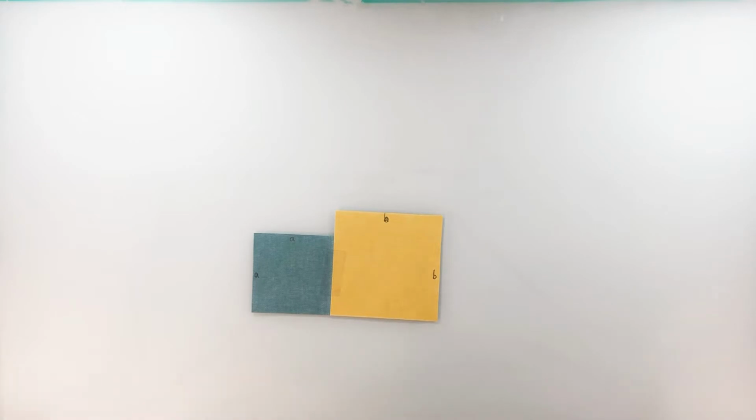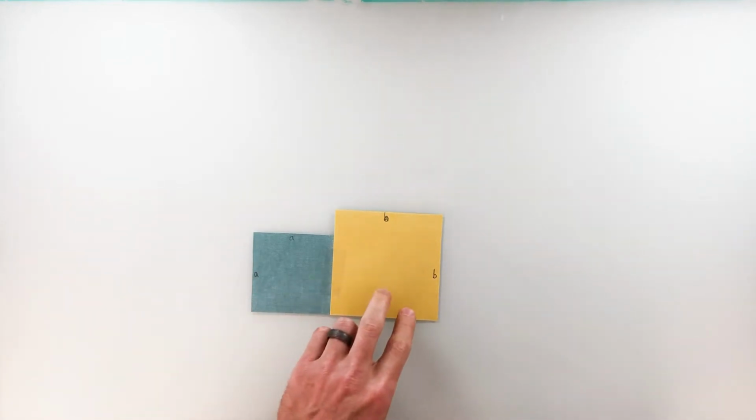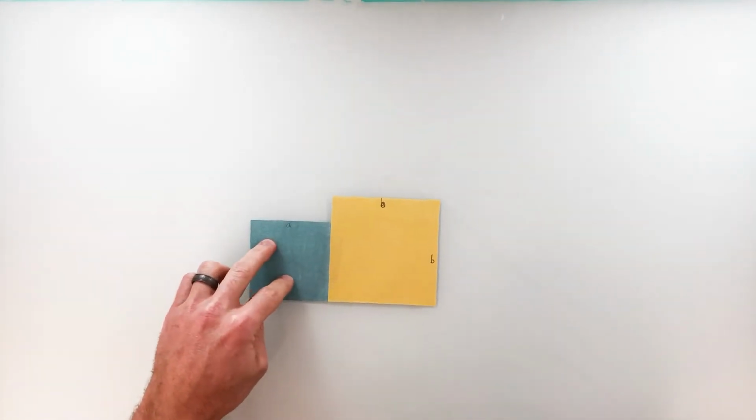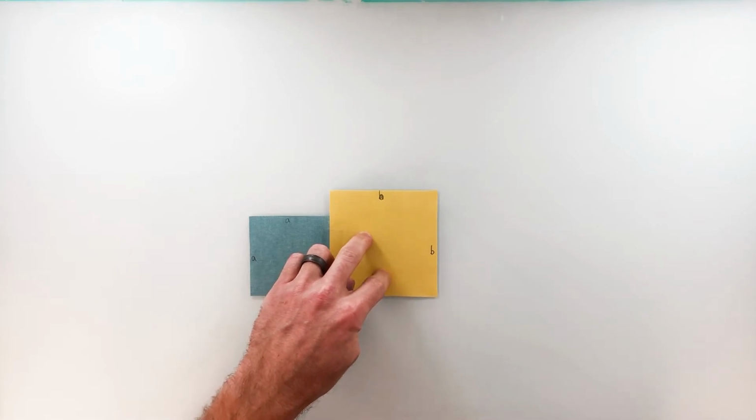Okay, so we've taken the two squares together, and we know that the area of a square is simply the base times the height, or length times width. So this square, the area is A times A, or A squared, and the area of the yellow square is B times B, or B squared. So together, these two squares have a total area of A squared plus B squared.